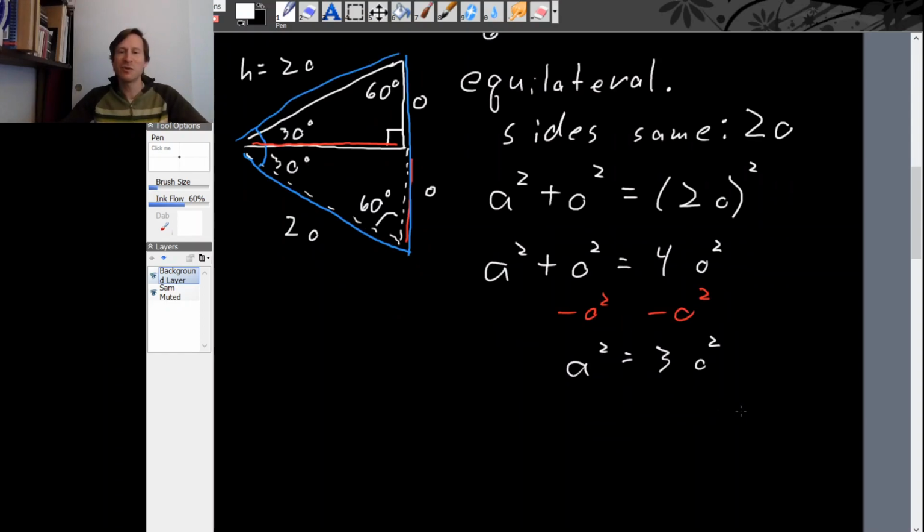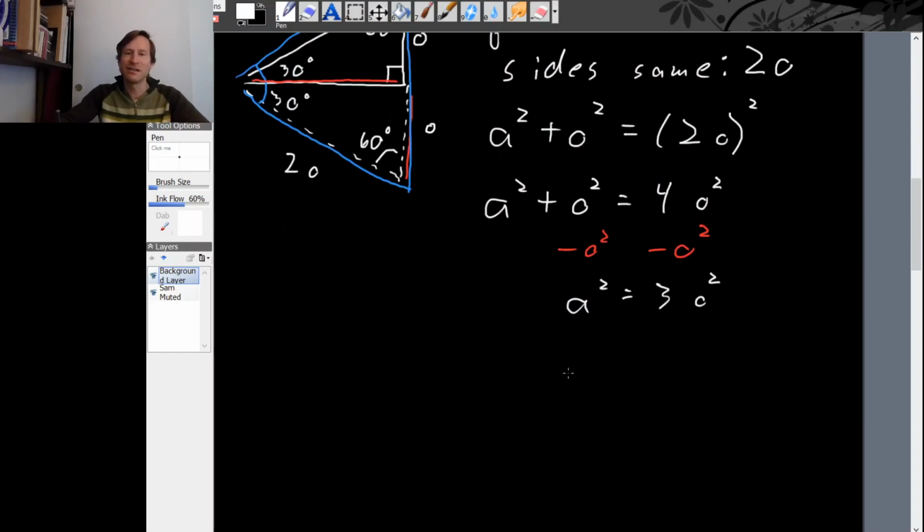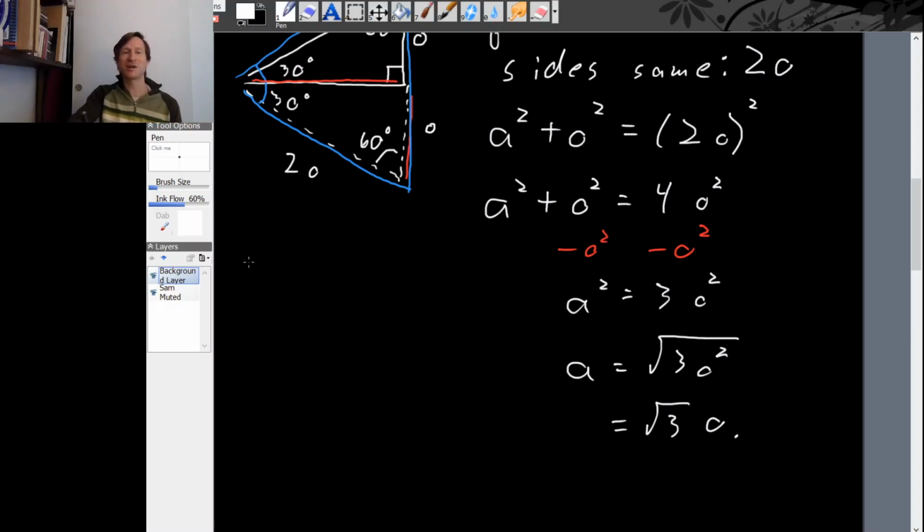And then we can take a square root to find the adjacent side. So the adjacent side is the square root of 3O squared. And we don't have to worry about a negative possibility because A is a side length, so it has to be positive. And this is the square root of 3 times O. All right, so now we know all of the sides in this triangle. We can work out the trigonometric ratios.